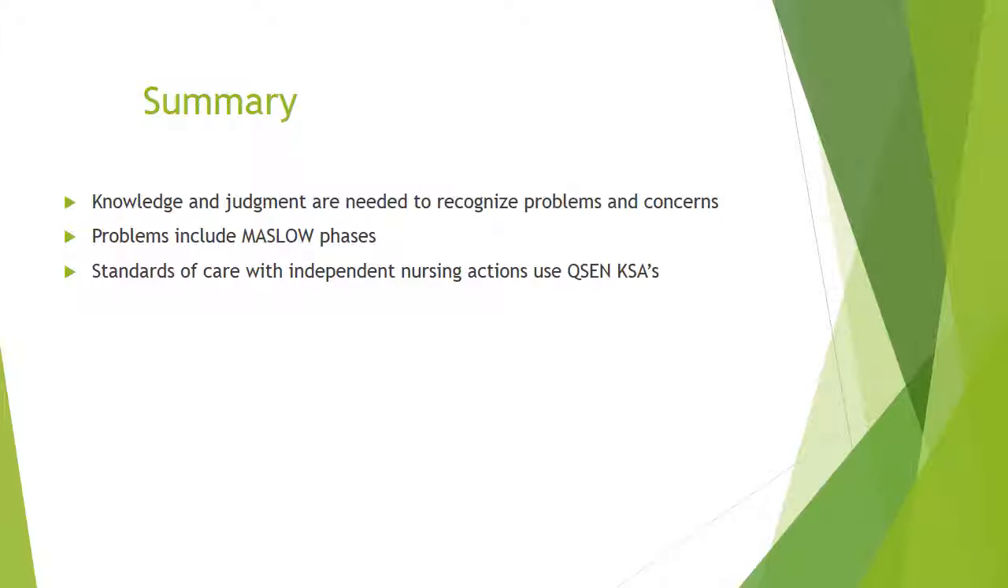Under teamwork and collaboration, for instance, there's a whole list of things that go under knowledge, a whole list that go under the skills, and a whole list that go under the attitudes. That helps us put together what type of actions we might want to take, both individually as the nurse and then collaboratively as a team.